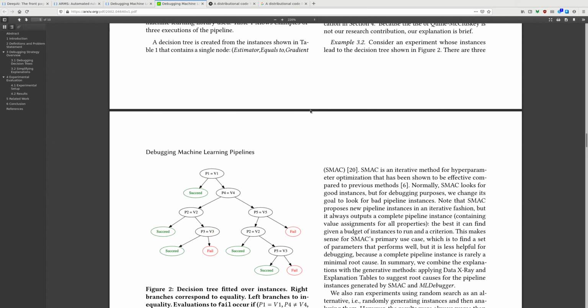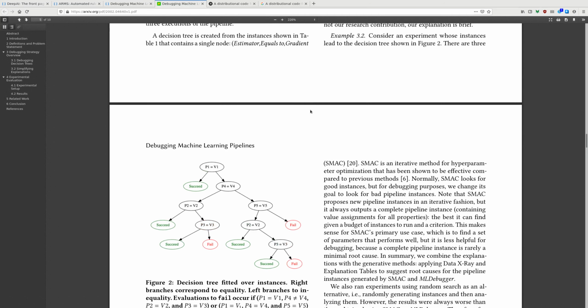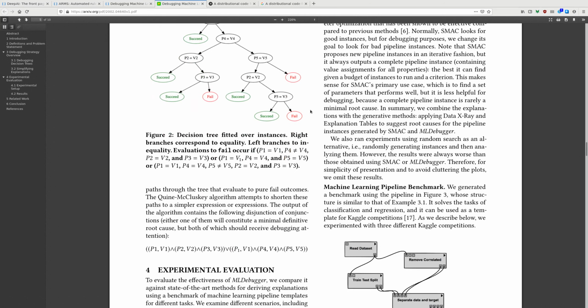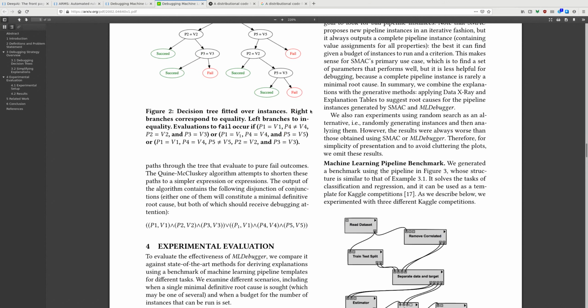Example 3.2. Consider the experiment with instances that lead to the decision tree in figure 2.2. There are three paths through the tree that evaluate to pure fail outcomes. The Quine-McCluskey algorithm attempts to shorten these paths to a simple expression or expressions. The output of the algorithm contains the following disjunction of conjunctions. Either one of them constitutes a minimal definitive root cause, but both should receive debugging attention.